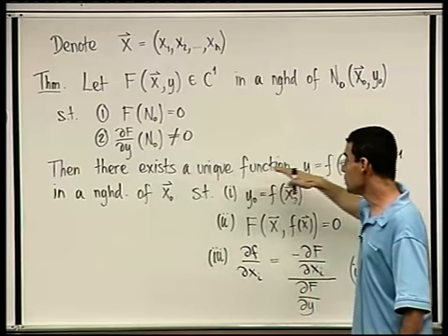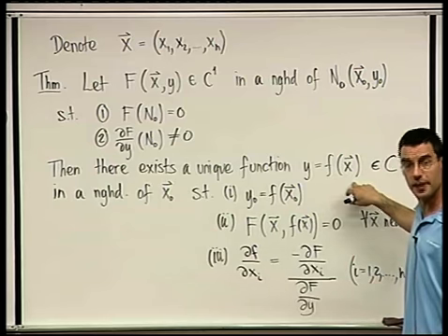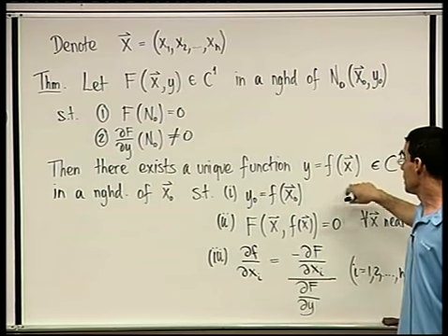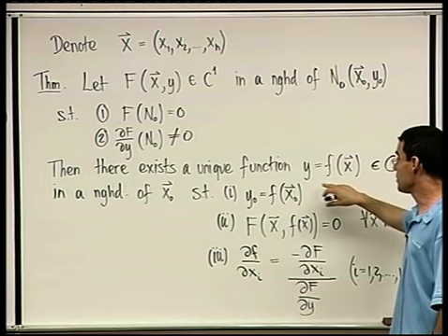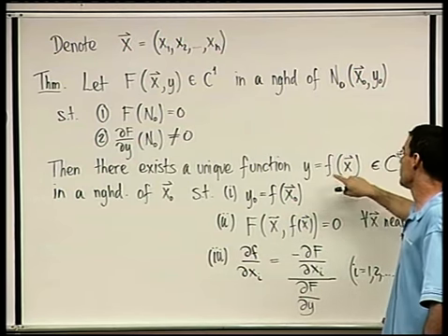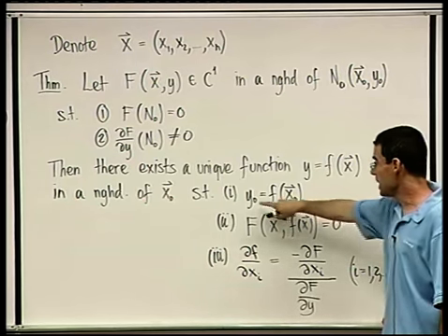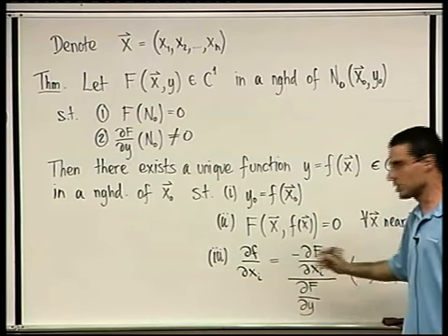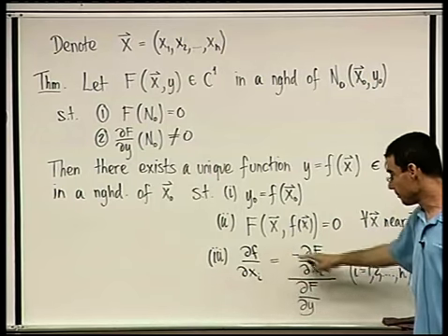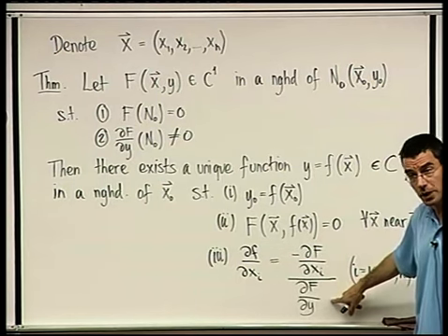Then there exists a unique function, y equals f of the other variables, right? So the other variables in our case are x and z. So we know now that there is a function that we can write y equals f of x, z. It's going to be a smooth function, a C1 function. It's going to satisfy the relation, and it's going to have the derivatives given by these formulas. Okay, so let's write that.